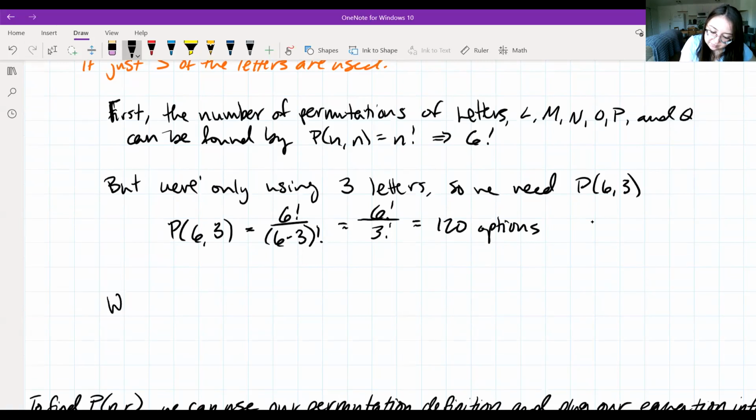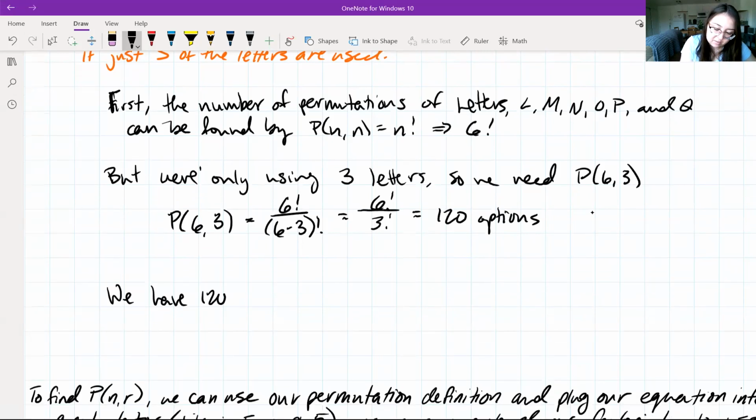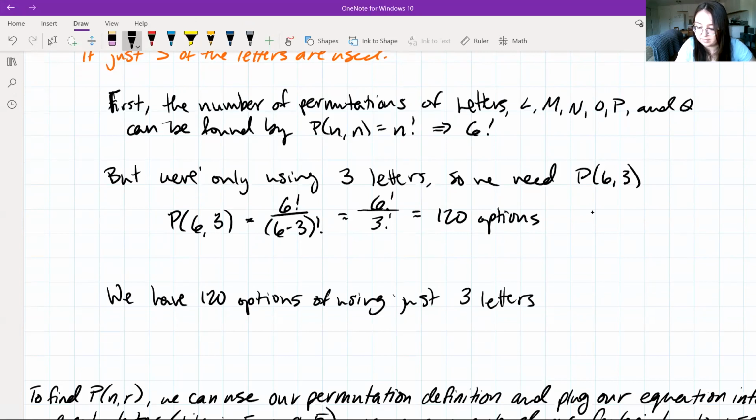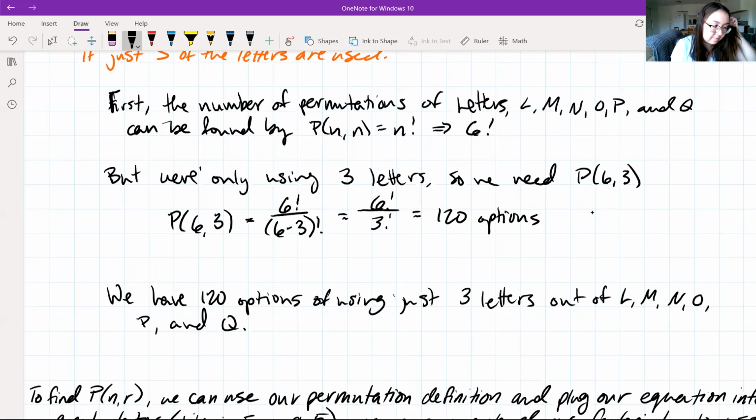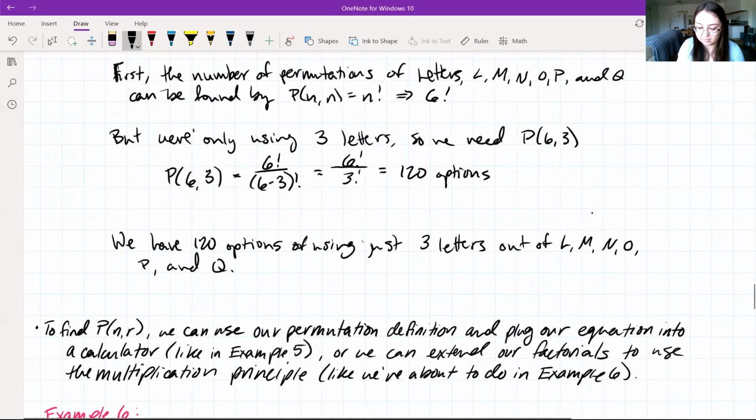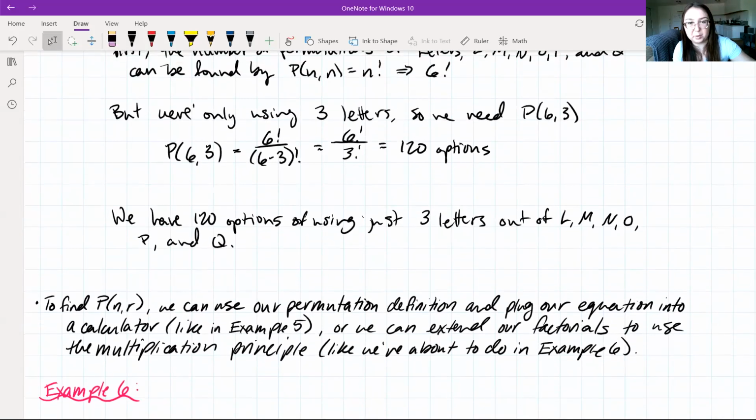So we know we have 120 options of using just 3 letters out of L, M, N, O, P, and Q. All right. So now we know how to calculate a permutation, and we know that we can just put it into a calculator.